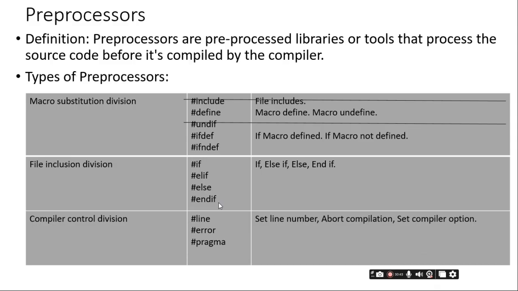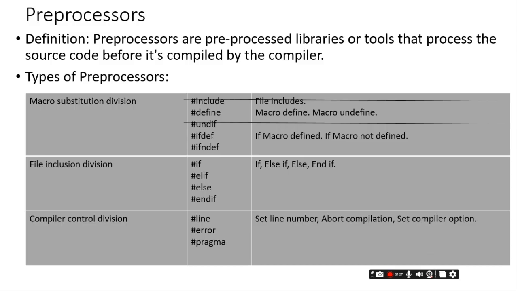Basically, these were used in programming languages previous to the C language, which are BASIC, Fortran, FoxPro, etc. At our graduation stage, we used these kinds of file inclusion divisions, compiler control divisions, macro substitution, etc. in FoxPro and all such languages, and Fortran, which were invented before C. There we have used this.